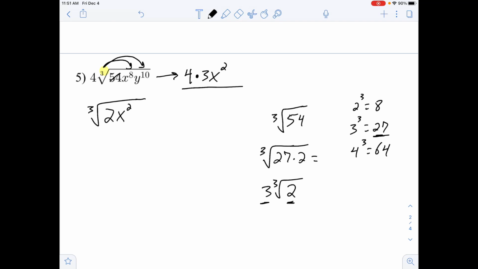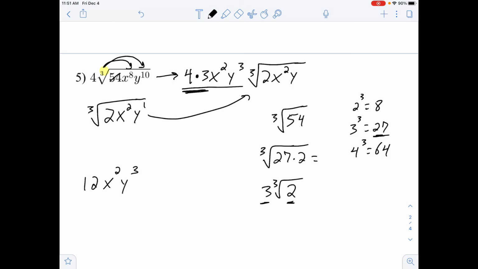Then we say how many times does 3 go into 10? 3 goes into 10 3 times, so y to the third comes out, and the remainder is 1. So that is going to be over here, cube root of 2x squared y. And now we're going to multiply the 4 times 3, so the final answer is going to be 12, and then x squared y to the third, cube root of 2x squared y.